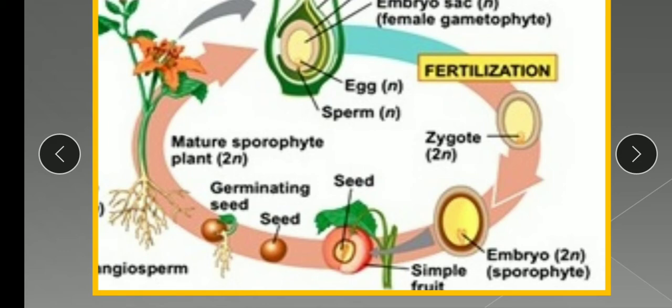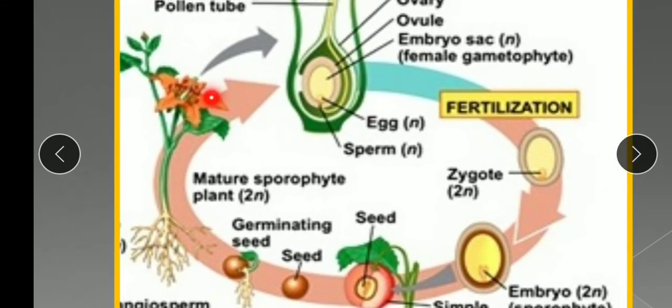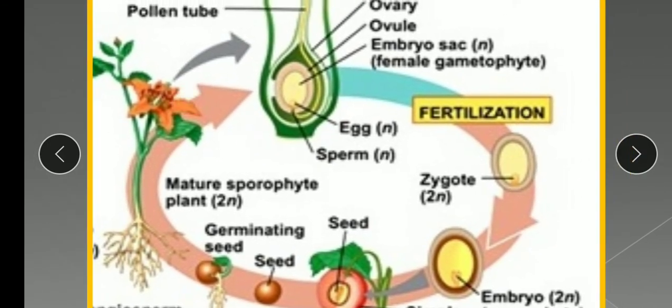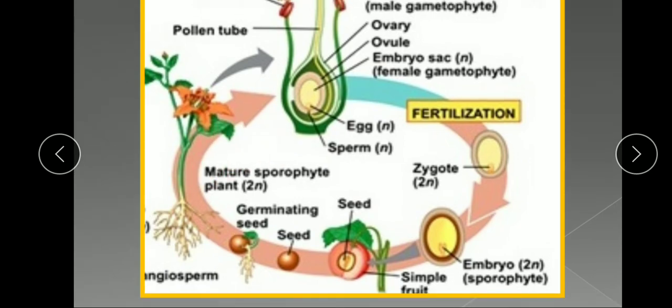Following the fertilization, the remaining parts like the sepals, petals, style and stigma, the many parts in the flower which have participated indirectly in the process of fertilization, degenerate and fall off. So understood, children? Here the zygote develops into the embryo plant, the ovule develops into the seed, and the remaining parts like the petals, sepals, stigma and style fall off.